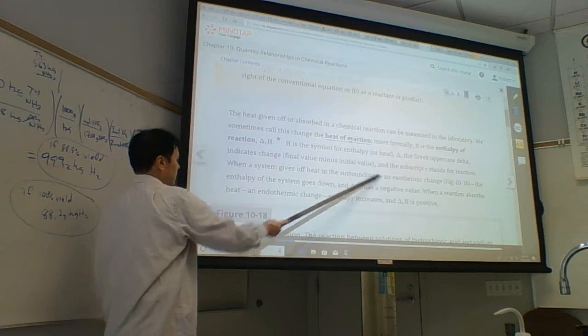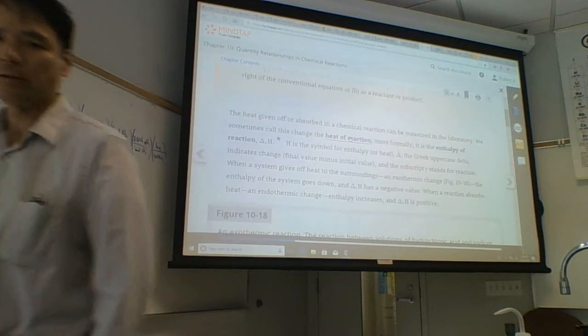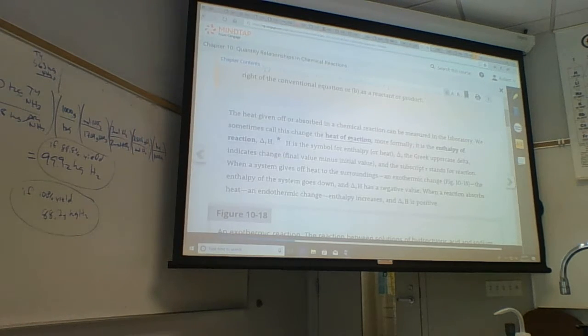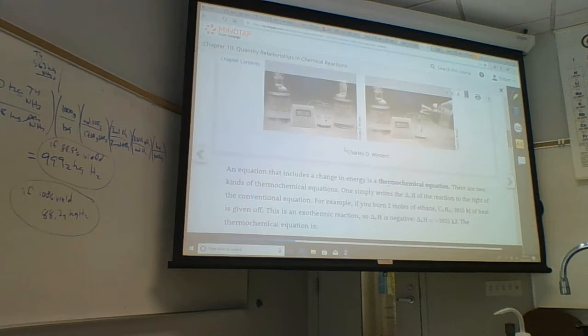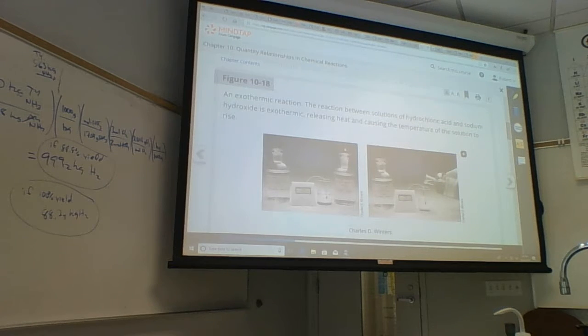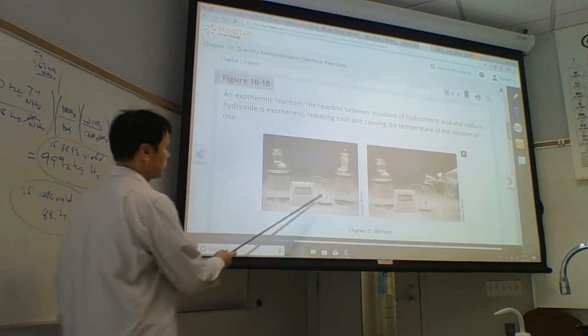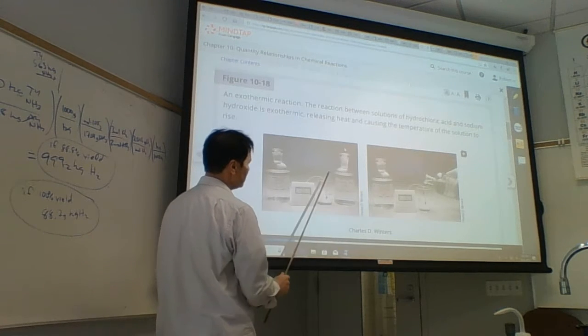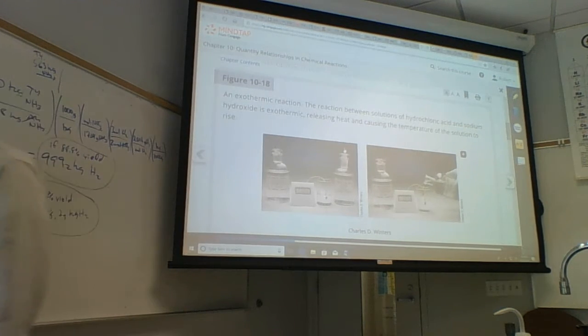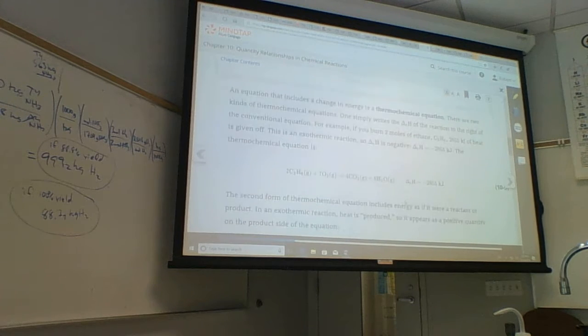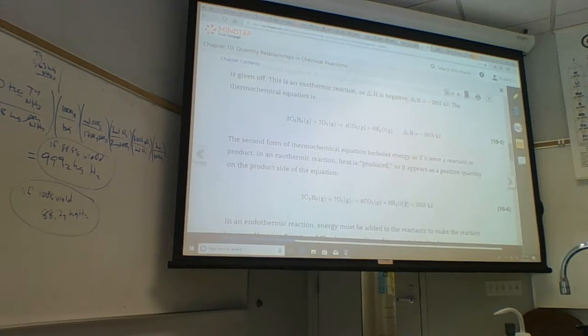And so we have exothermic and endothermic. When we take a look at those, exothermic processes are going to increase the temperature. Endothermic processes will decrease the temperature. This is an exothermic process here. It increases the temperature, starting off at 23 and ending up at 29. That amount of energy is fixed.